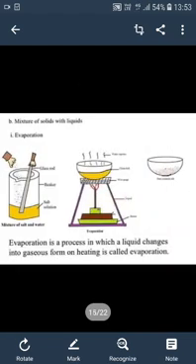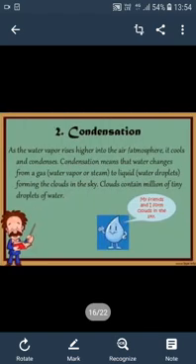Next is vaporization. For vaporization, the best example is seawater. See, the seawater is collected in a shallow pit. Due to the heat of the sun, what happens? The seawater gets evaporated, and we get only the salt in the shallow pit. So the evaporation of a liquid into a gas, we call it vaporization. That is the process of converting a liquid into a gas.